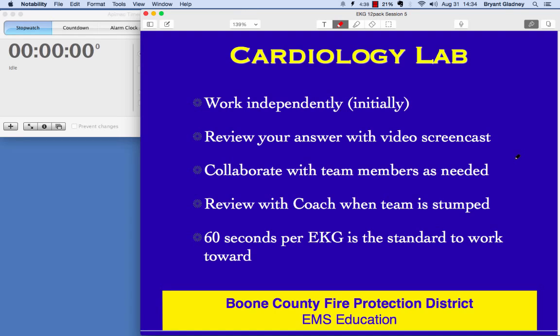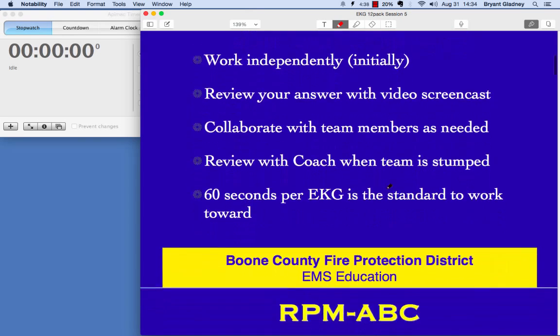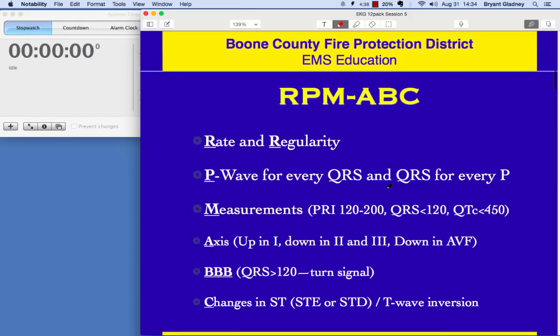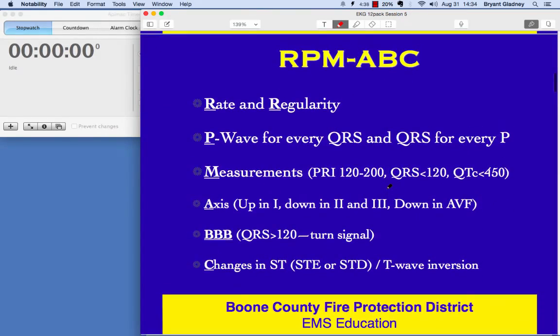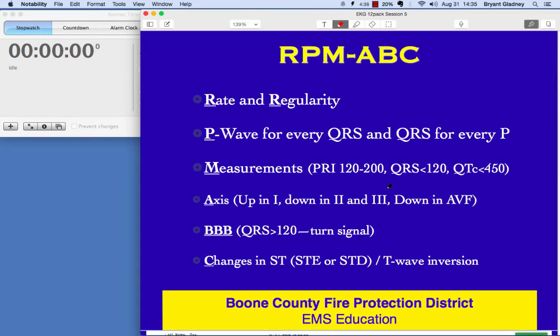The standard we're looking for is about 60 seconds per EKG. You may want to work up to that, but really for this one we're only doing RPM and a little bit of AB. So the 60-second mark should really not be a big deal. Speaking of RPM, we're doing R for rate and regularity. Then P. Is there a P wave for every QRS, QRS for every P? That's where you're looking to see if there are any extra beats or dropped beats.